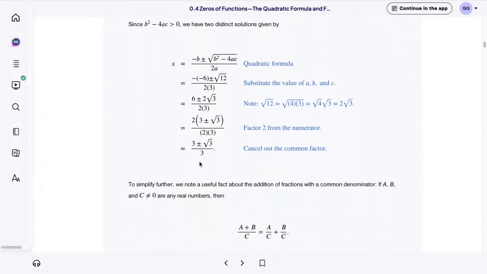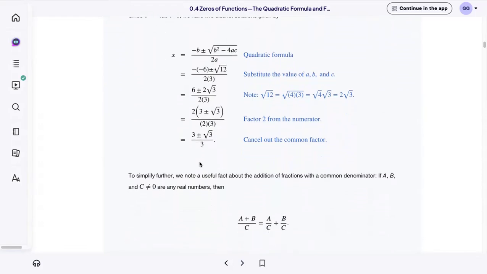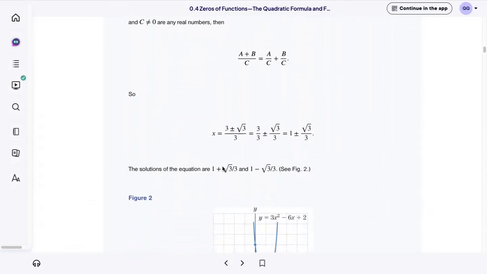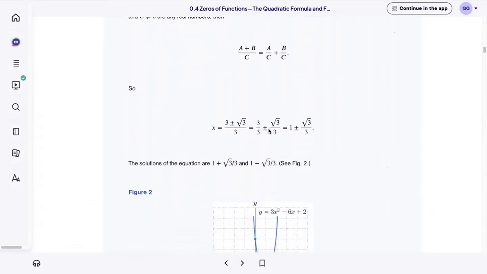So we do the calculation. In the end, we have two solutions. So one solution is 3 plus square root of 3 divided by 3. One is 3 minus, because this is plus minus, 3 minus square root of 3 divided by 3. So those are irrational numbers. And if we want, we can simplify the solution to be 1 plus minus square root of 3 divided by 3.